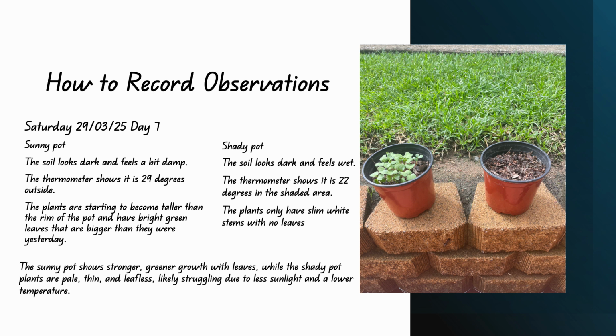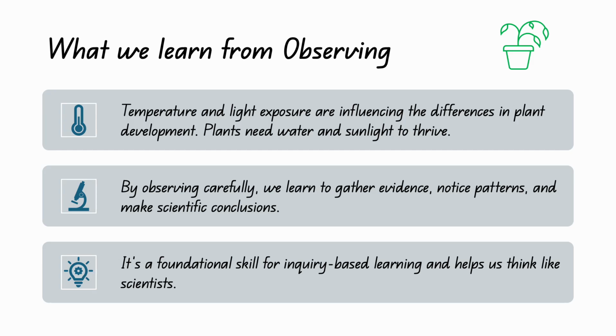The sunny pot shows stronger, greener growth with leaves, while the shady pot plants are pale, thin, and leafless, likely struggling due to less sunlight and a colder temperature. Writing observations can help us determine conclusions when it comes to our investigation. We can learn so much from observing.